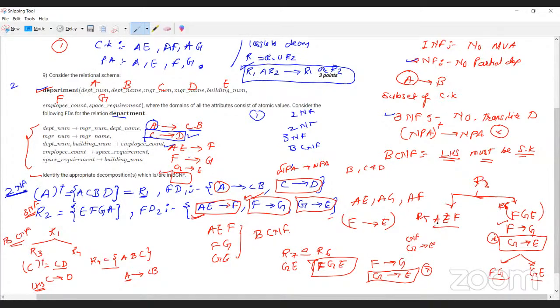Sorry to intervene, but I think the confusion could be this. What we are trying to do is in FT2, we have three dependencies. The approach you have taken, sir, is that we first evaluated whether AE determines F is a transitive dependency or not. It's not. You then moved on to the next dependency, F determines G. It is a transitive dependency, and therefore you went straight ahead and decomposed it.